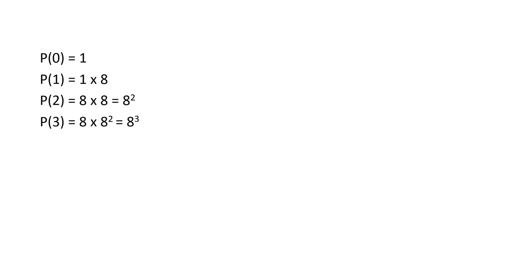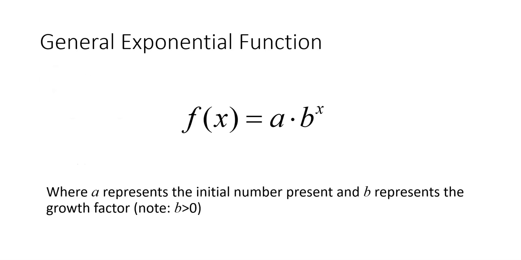So I can write this as an exponential function: P of n is 8 to the nth power. On the third day, we have 8 cubed. On the second day, I'll have 8 to the second. On the fourth day, I would have 8 to the fourth. Right? So it's a basic exponential function. Generally, exponential functions look like this.